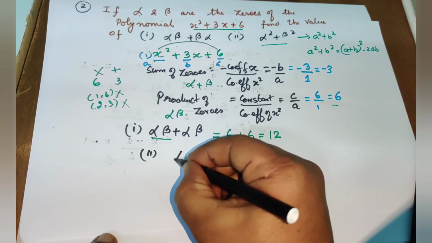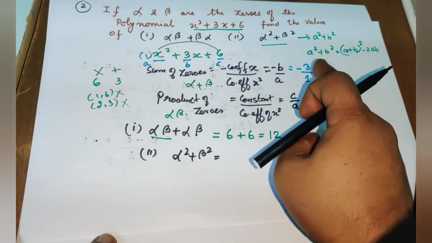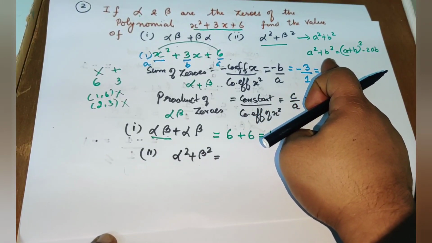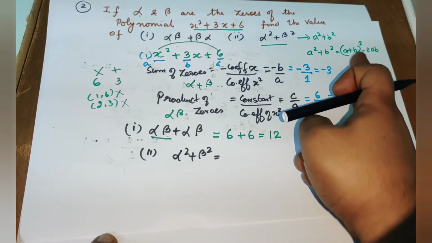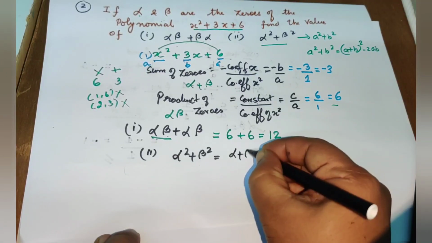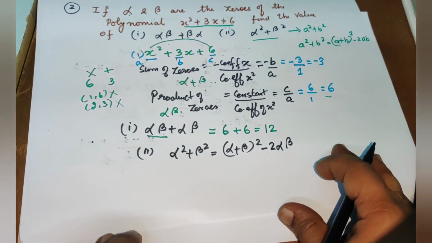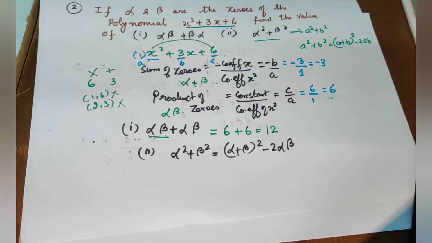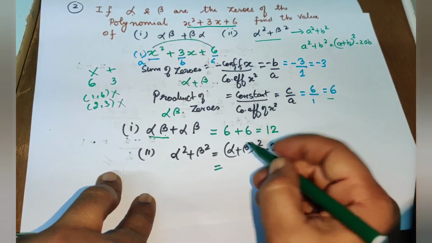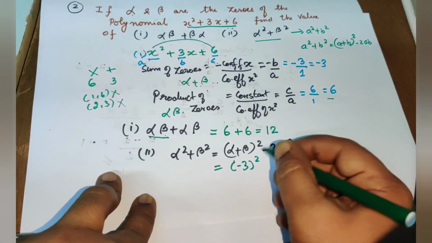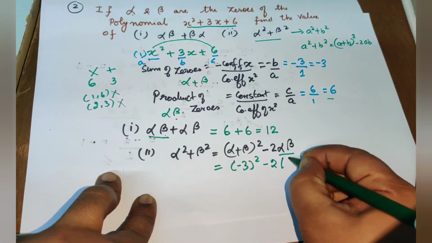We need to find alpha square plus beta square. Alpha square plus beta square is the same as a square plus b square, right? We have already seen the formation of the identity from LHS to RHS: a square plus b square is equal to a plus b the whole square minus 2ab. So this can be written as alpha plus beta the whole square minus 2 alpha beta. Now we can easily apply it. Alpha plus beta, the sum of the zeros, is minus 3. So that is minus 3 whole square minus 2 into alpha beta, which is positive 6.